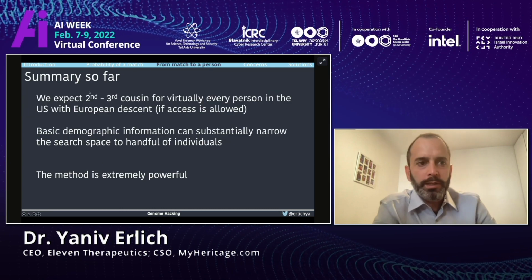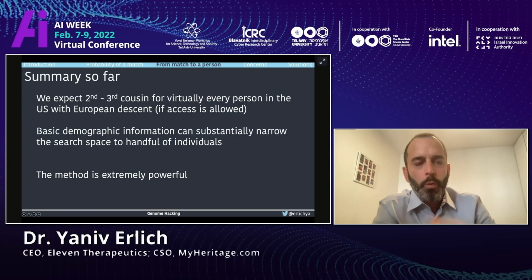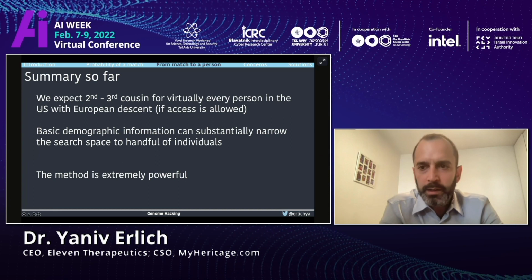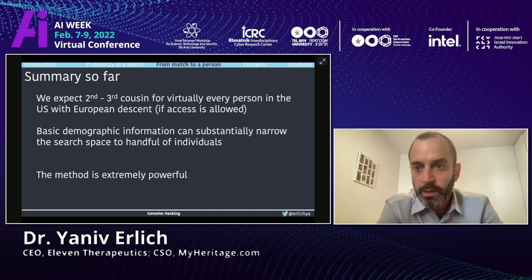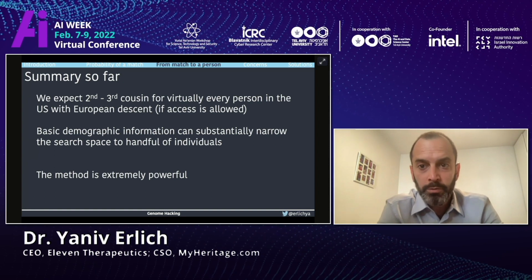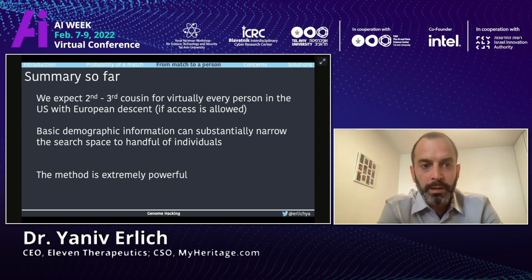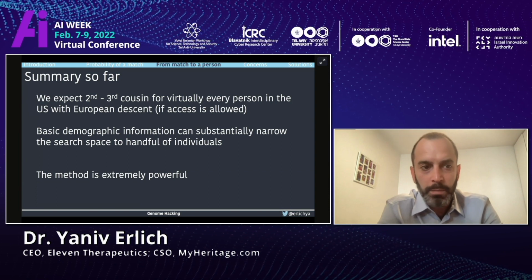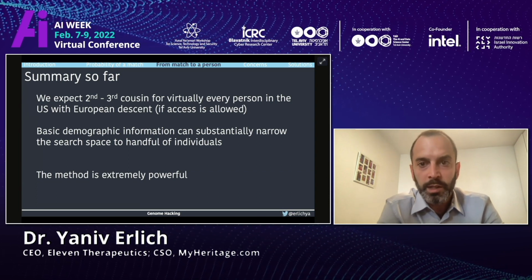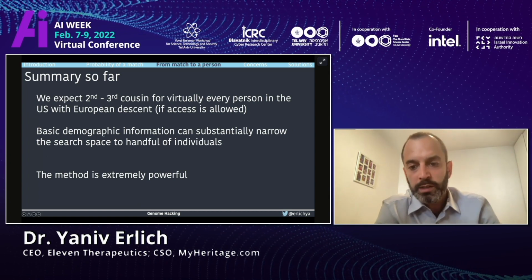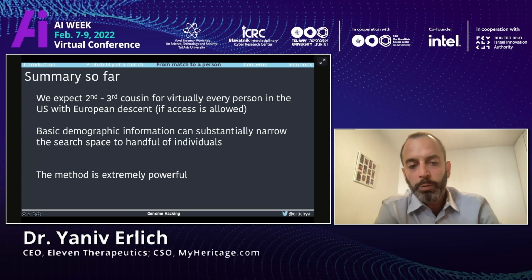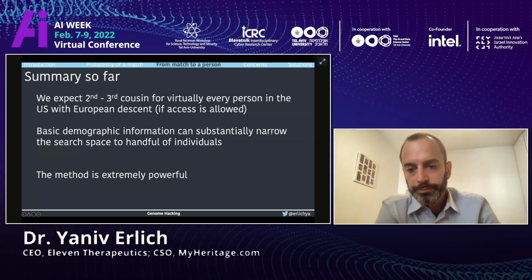So I showed you how we can identify second or third cousins to virtually every person in the US, if you give me their DNA, just by internet searches. And I showed you that after you have this match to the second or third cousin, using basic demographic information, you can substantially narrow the search space and get very close to your individual. So that's a very powerful method. What we can do with it, what we can do against it.